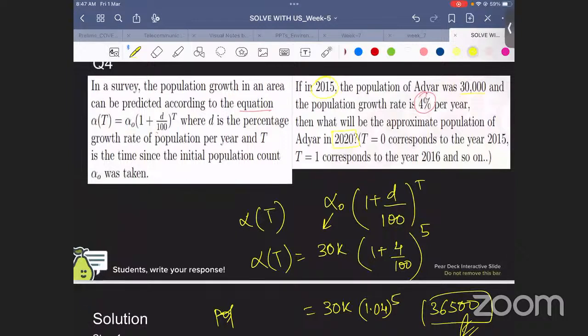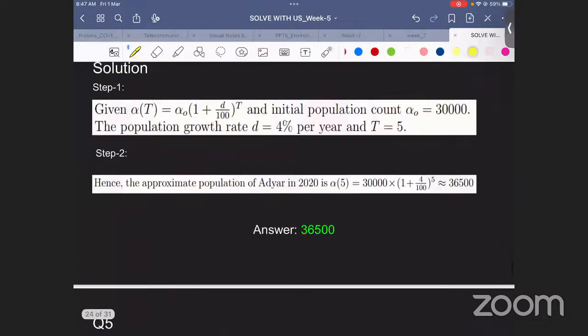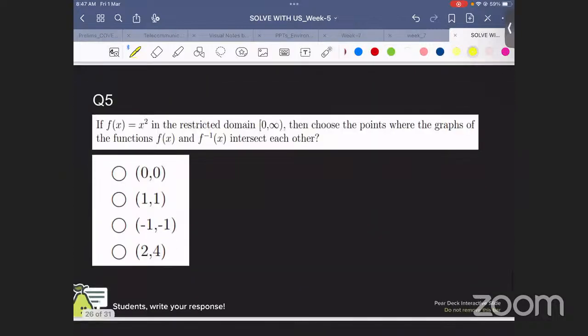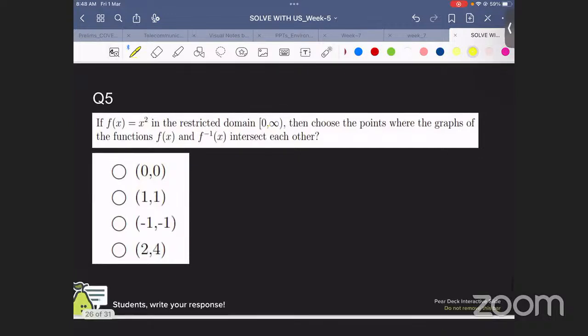This was pretty simple. Now come to the last question. You have to calculate this. You have been given the function f(x). The restricted domain is also fixed, 0 to infinity. Then choose the points, because if f(x) was there for all the cases, inverse was not possible, right? Because that was not one-one. So if I'm just fixing the domain from 0 to infinity, now it becomes one-one. Then choose the points where the graph of the function f(x) and f inverse x is intersecting. This is pretty simple. It's not that difficult also.